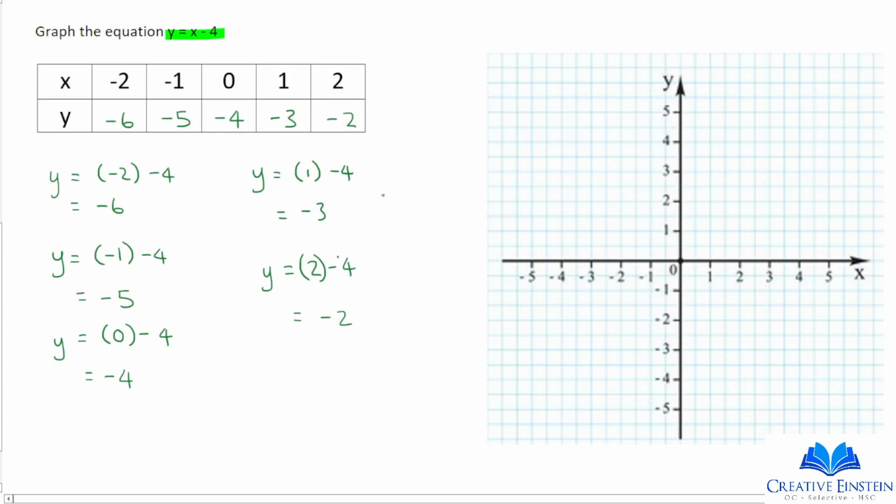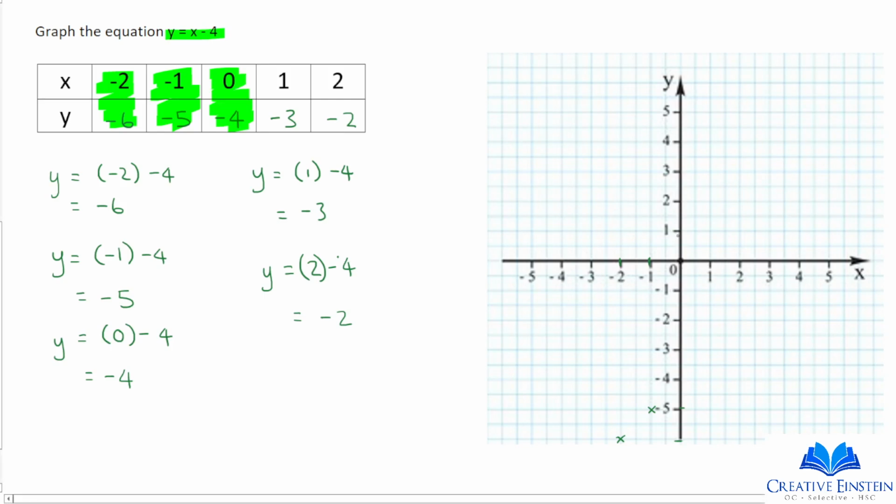Let's plot our points. So our first point, -2, -6. So x equals -2, y equals -6. So y would be down here. And our point would be there. Our next point is -1, -5. So there's -1. -5 is here. So that's the point that we want.